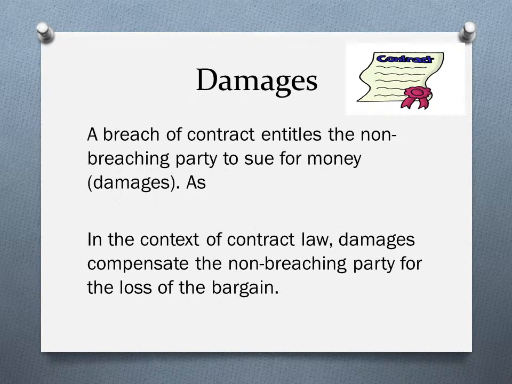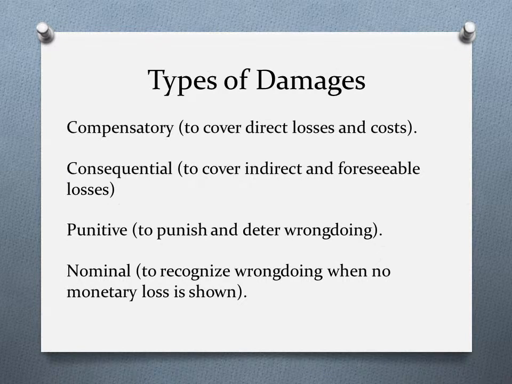Now, when we talk about damages, a breach of contract entitles the non-breaching party to sue for money or damages. In the context of contract law, damages compensate the non-breaching party for the loss of the bargain. Now we have 4 types of damages in a breach of contract. When you're dealing with international sales of goods, you have compensatory, consequential, punitive, and nominal.